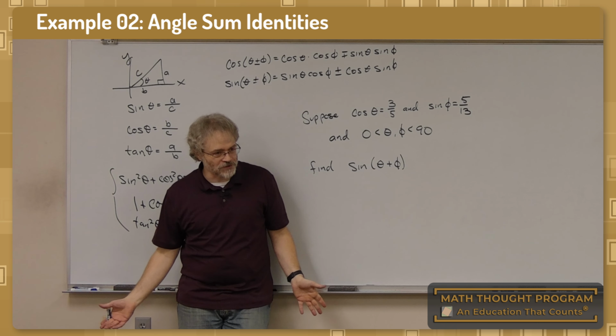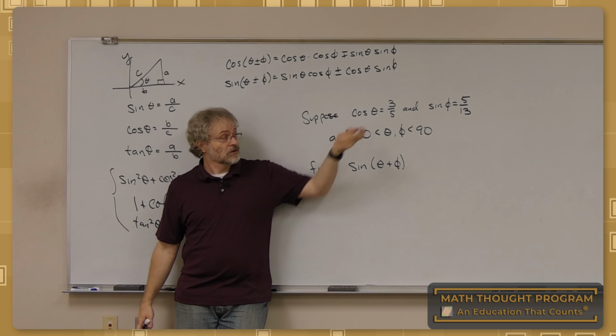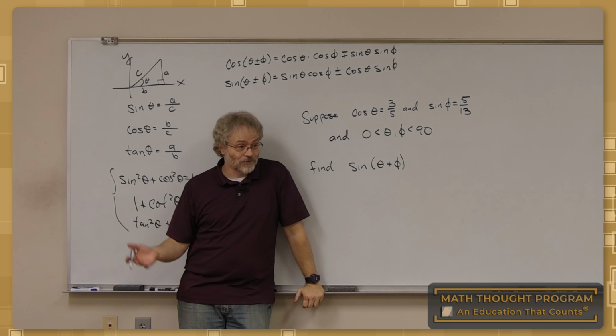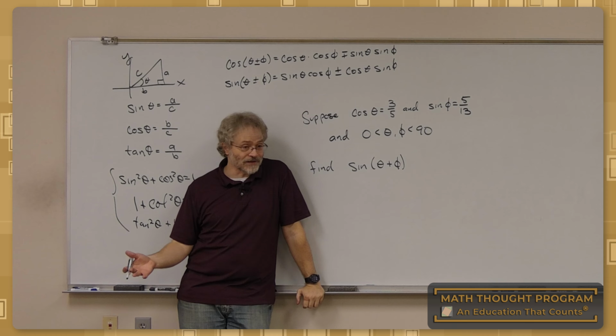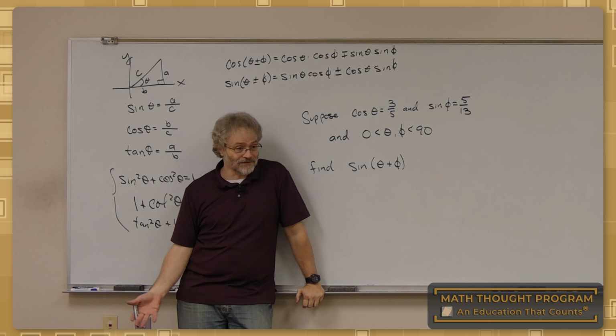Suppose you have some kind of measurement. You find out that cosine of theta is going to be 3 over 5. And you also find out that sine of phi is going to be 5 over 13. Here's your mission. What is sine of theta plus phi? And how can I find it?